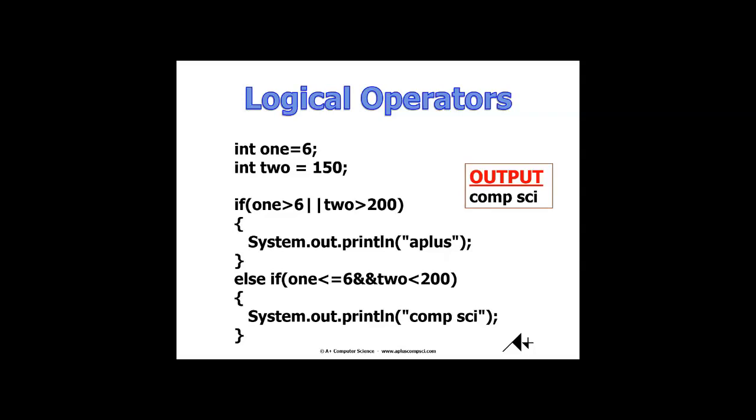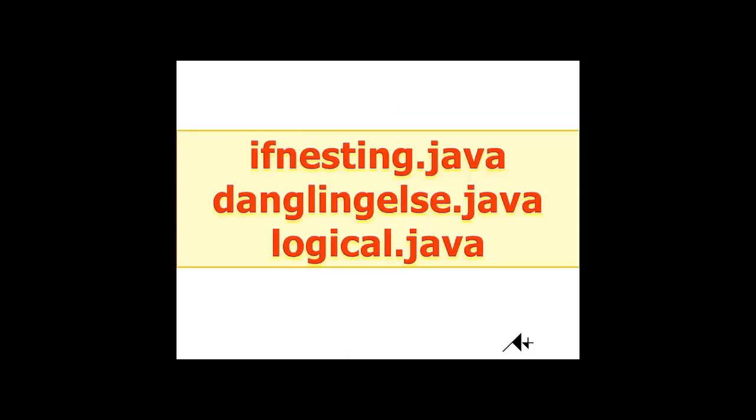And here I just changed my values around just a little bit. I've got 1 set to 6. 6 is not greater than 6, so that fails. So it checks the other side of the or. 2 is 150. 150 is not greater than 200. That fails. So now it goes to the else if, checks the and. 1, which is 6, is less than or equal to 6. And 2, which is 150, is less than 200. So this one would print out comp sci. So let's go take a look at this in the code so you get a better idea of what we're doing.